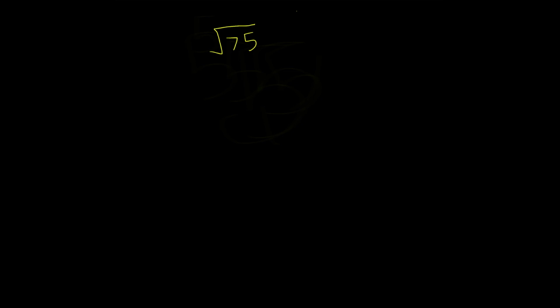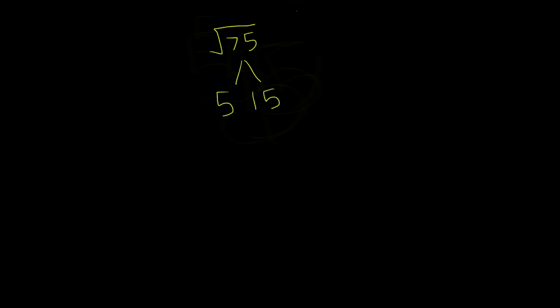Well, our first step is to find a factor of 75 other than 1 and itself. So what's a factor of 75? It could be any factor besides 75 and 1. Well, I'm going to go with 5. And what times 5 equals 75? 15. So these two multiply to get 75, and they're both factors.